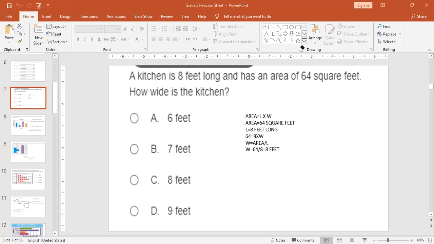A kitchen is 8 feet long and has an area of 64 square feet. How wide is the kitchen? I know that area equals length multiply width, and the area here is 64 square feet, the length equals 8, and he wants me to get the width. So I will divide: width equals area divided by length, so the width equals 64 divided by 8, which is 8 feet. This is the correct answer.